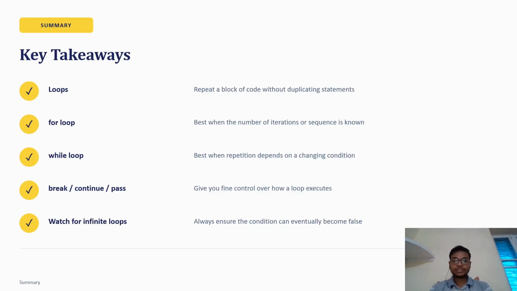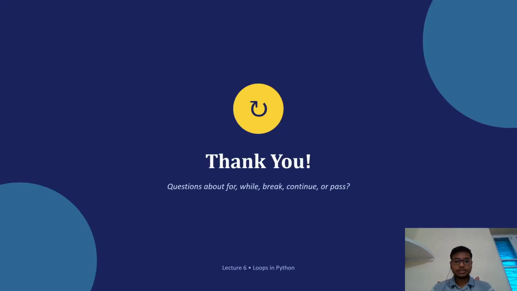And the fourth one is break, continue, and pass, which give you fine control over how a loop executes. And the fifth one is infinite loops: always ensure the condition can eventually become false. So this is the summary of our lecture today. This is all we have done today. I hope you clearly understand. And this is the end of our lecture 6, loops in Python.